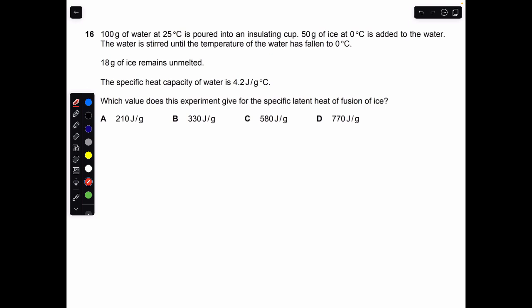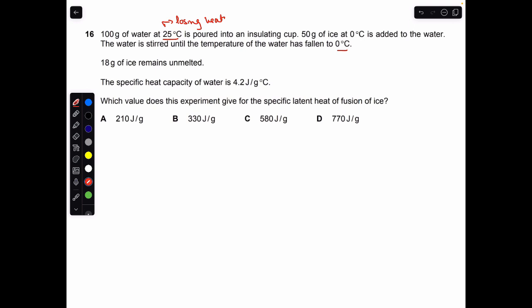The first thing that you need to understand is that the 100 grams of water, which is at an initial temperature of 25 degrees Celsius, is losing heat. Why is it losing heat? Because the temperature falls from 25 degrees Celsius to 0 degrees Celsius. You keep stirring the water until the temperature of the water has fallen to 0 degrees Celsius.